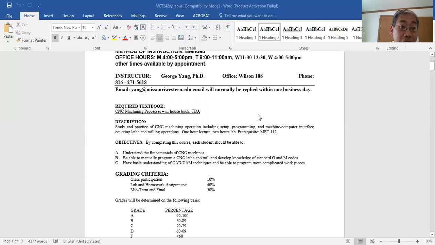We don't have a textbook. No textbook is required. But the machine does have a manual, a very big manual over there, 500 pages. It's available somewhere in the lab. If you really need to get a hold of it, let me know. I kept a copy in my office, since the copy in the lab is probably hard to find. So if you really need to read the text, let me know.